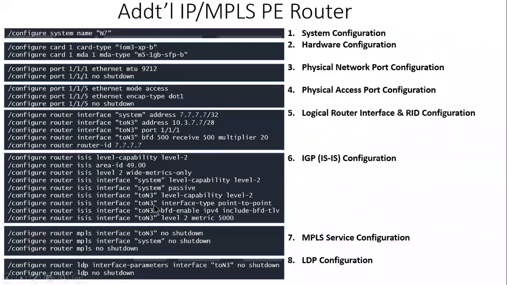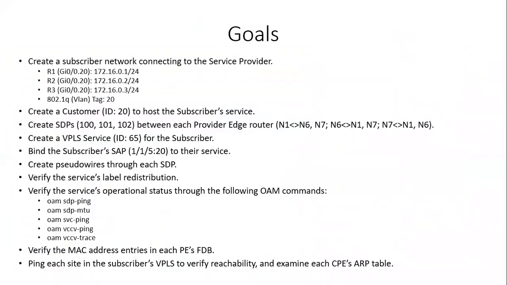All right, so let's jump back to our goals here. We've created the customer with an ID of 20 on all of our PEs. We've created our targeted LDP sessions or service distribution points on all of our PEs in a full mesh. We've created our VPLS instance on all of our PEs for the subscriber. We've bound our SAP to each VPLS service.